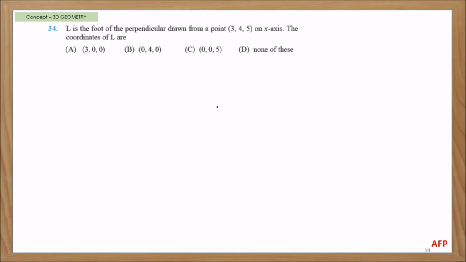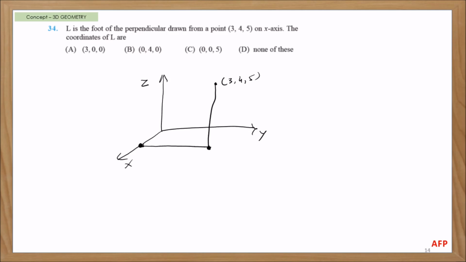Next, x, y and z, the foot of the perpendicular of the point (3, 4, 5) on the x-axis. So the y ordinate and z ordinate are 0.